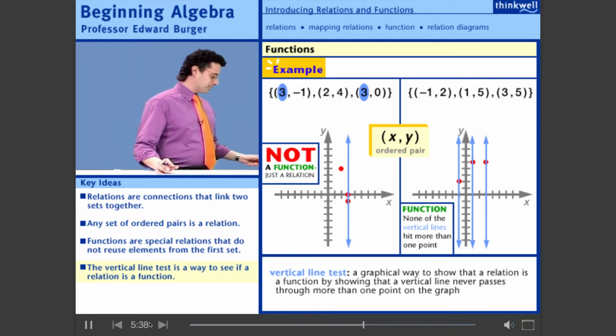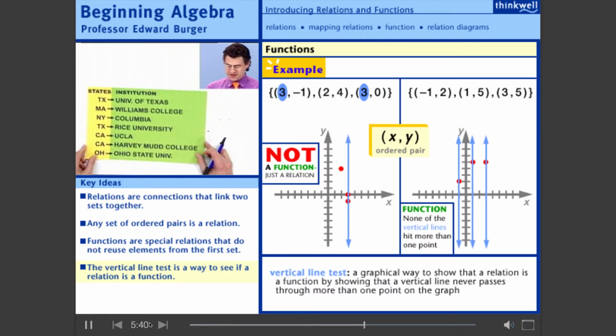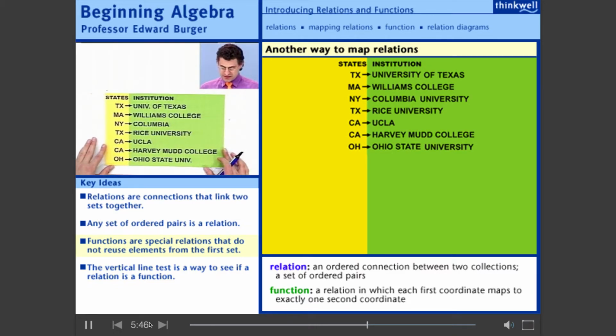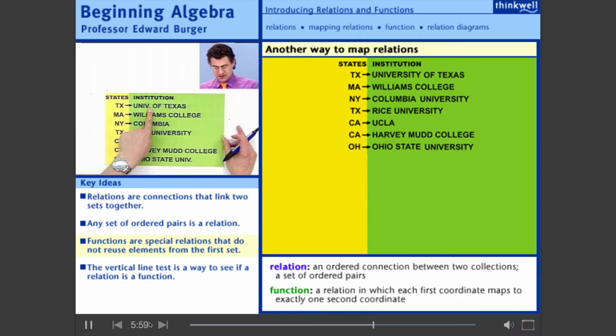You don't have numbers here. Here's a pairing. Here's a connection. I have states paired up with institutions. So these are different institutions. These, in fact, are academic institutions. You can imagine, like, penal institutions. People go to prison, which, in fact, some of you may think some of these schools are. But anyway, so Texas, for example, I associate with the University of Texas in Austin.